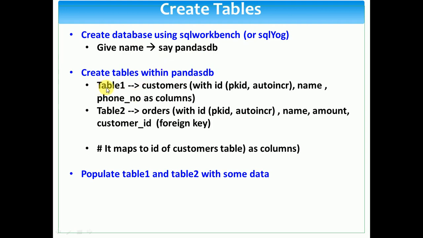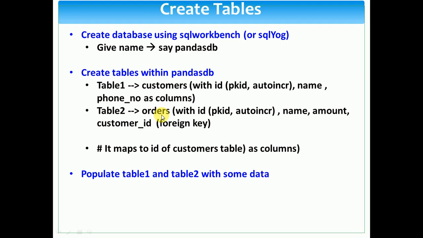The first table, let's call it table 1, will be customers. Let's say this table is going to keep the record of customers. It will have ID, which is the primary key, with the auto increment property, then the name of the customer, and then the phone number of the customer. So these are the three columns of the customers table: ID, name, and phone number. Then the second table, table 2, is called orders.